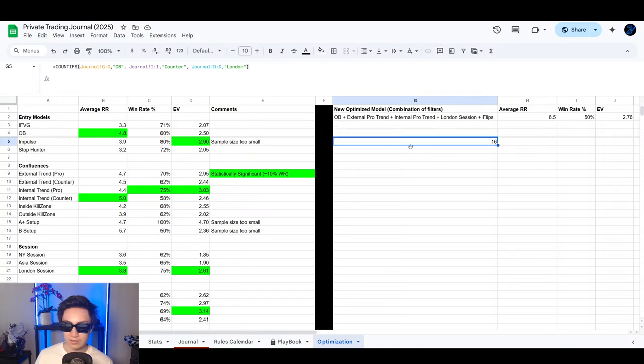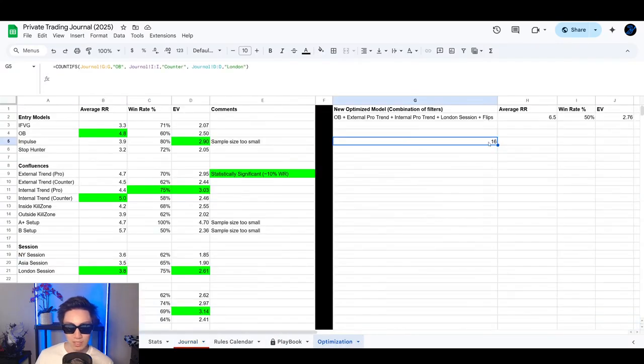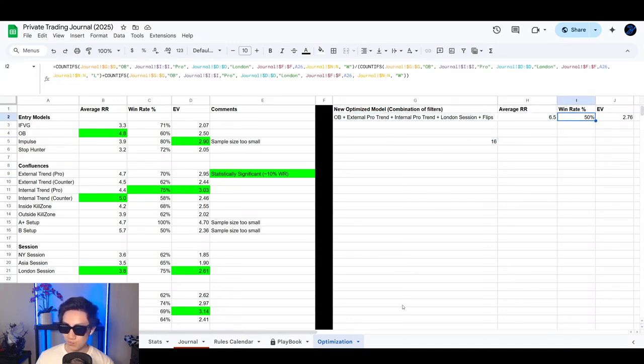Now, here's the only problem with this. If you see the count here, it's only 16 trades taken here. Because we're optimizing so much, we have a lot of filtering going on here. 16 trades out of 640, you are basically only taking 2.5% of all trades. So you're taking 16 trades within the span of 9 months. So no, I would never trade just this, right?